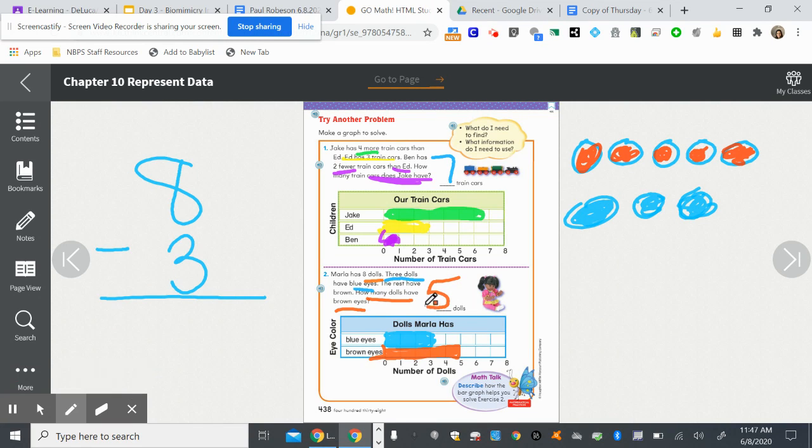So when you're doing word problems and making a graph, you have to take it step by step because it can be a little difficult if you just rush and you might get the wrong answer.